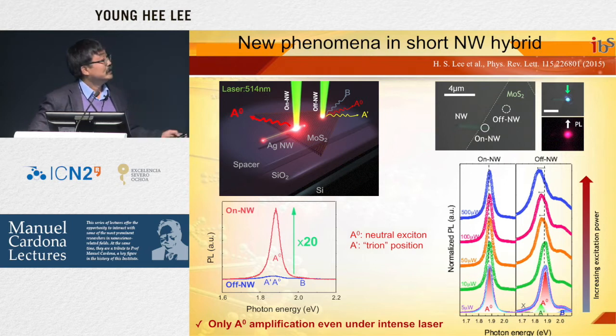You can see, shining the laser on just the MoS2 side without this nanowire, you see this peak shift, which is a sign of this multi-exciton formation. But in this case, when you shine the laser on just the nanowire portion, you can only see neutral exciton, and the multiplication is like 20 times, which is quite significant.